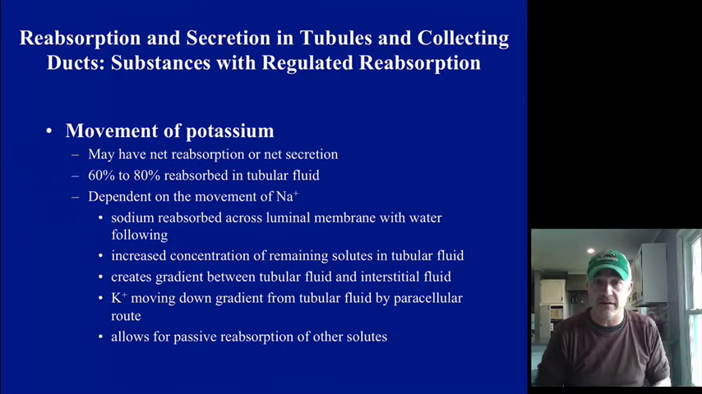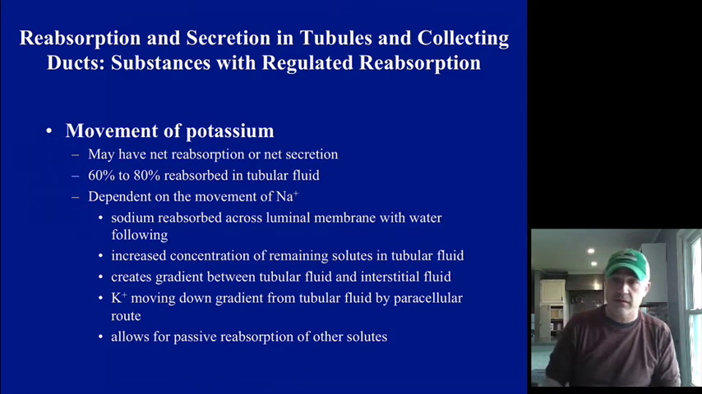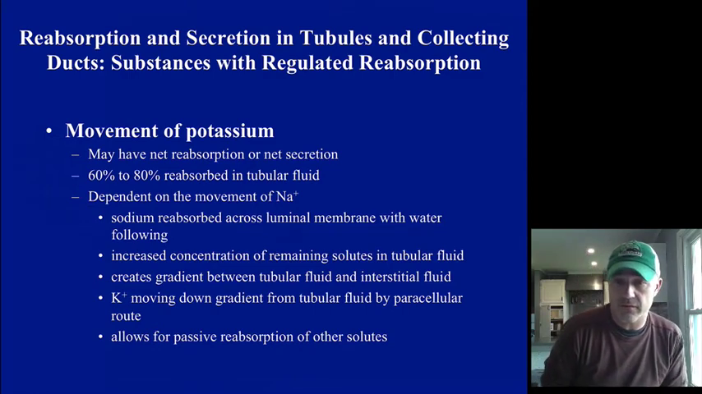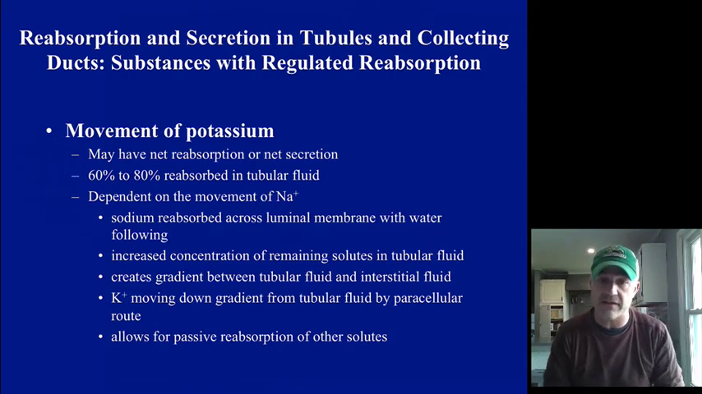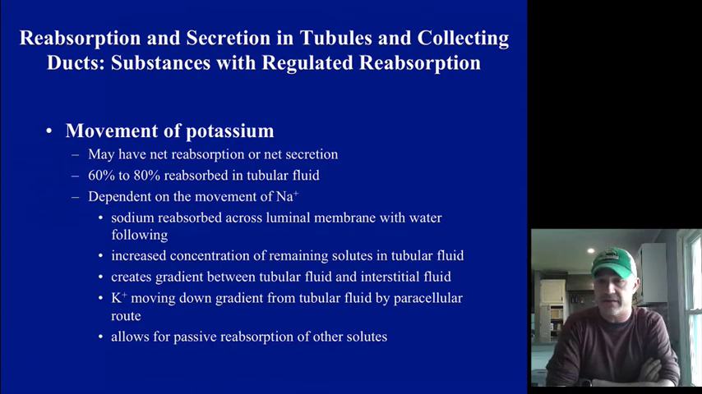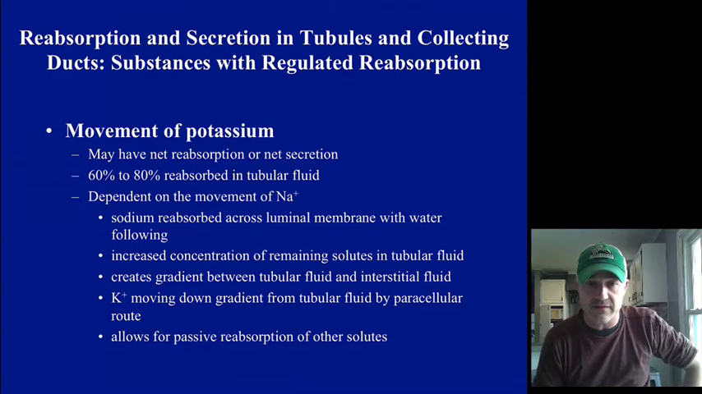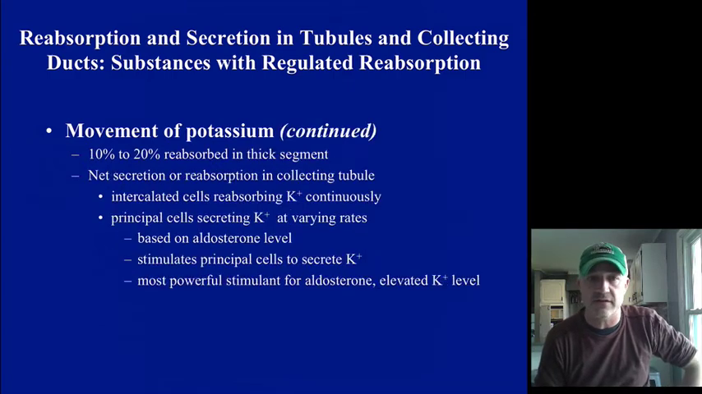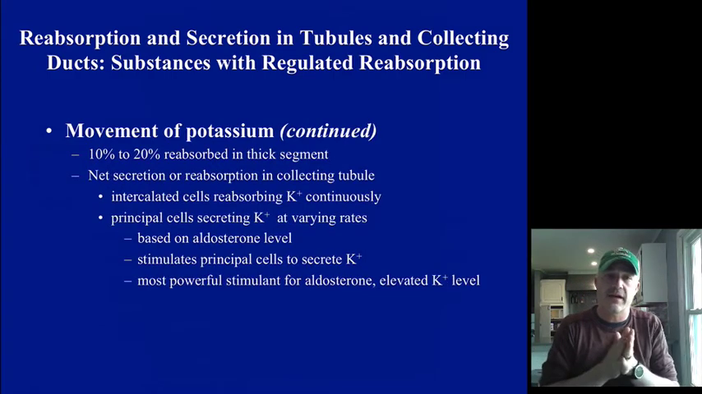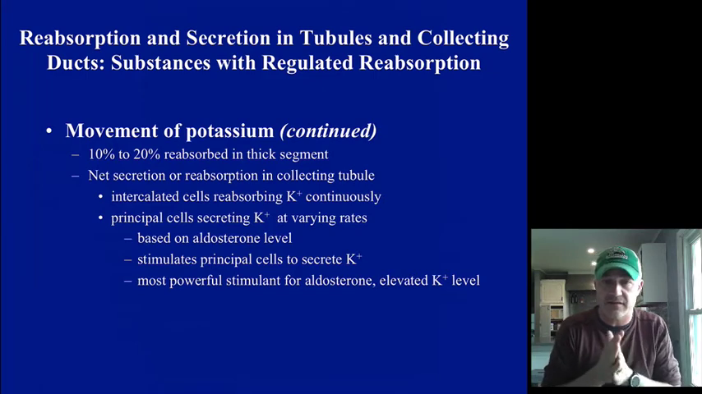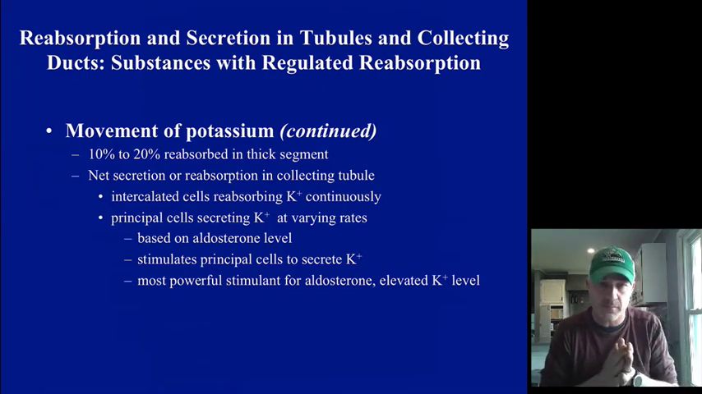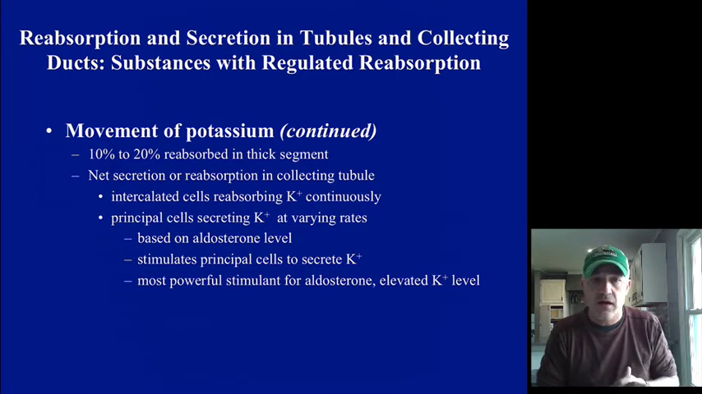Potassium is kind of dependent on the sodium movement. Potassium, though, is going to move down its concentration gradient in a paracellular route, between those cells. And again, that sodium moving creates a gradient that this is going to follow. We have some of this taking place in that thick segment of the loop of Henle. And if we get to the tail end here, if we need to get rid of more of this, we can sometimes get a net secretion.